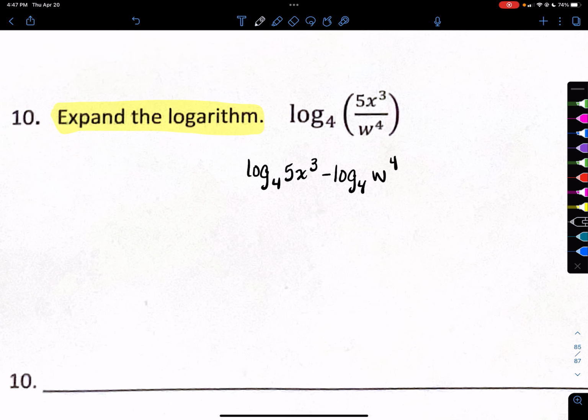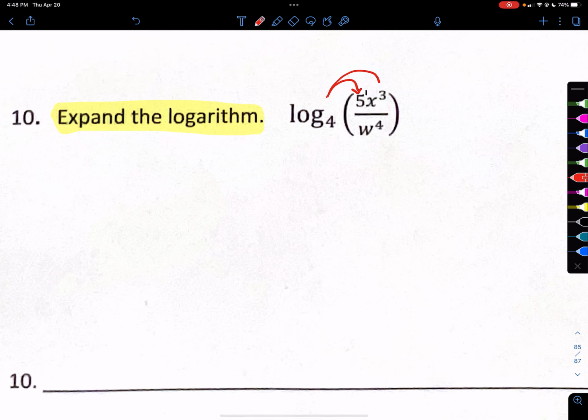Now, you're on the right path, but I need you to see something here. 5 has its own exponent. 5 is to the power of 1. x is to the power of 3. So 5 and x to the third, they still need to be separated. They need to be broken apart just a little bit further. Okay? So here on this one, when I think of distribution with these, I think of log to the fourth is going to go with 5 to the first power.